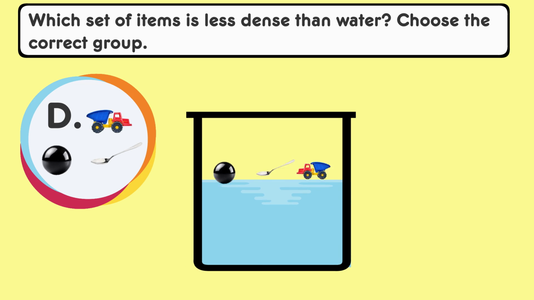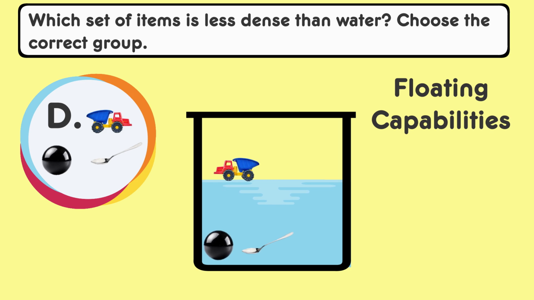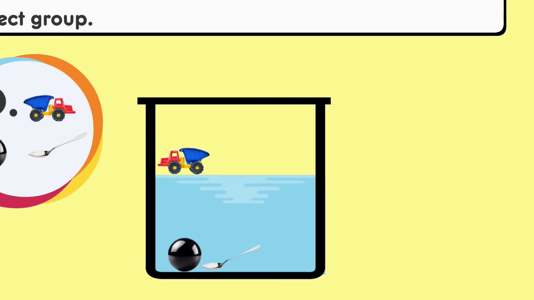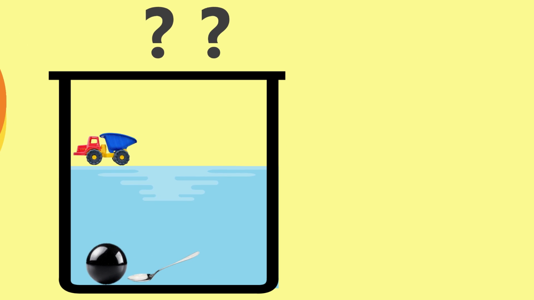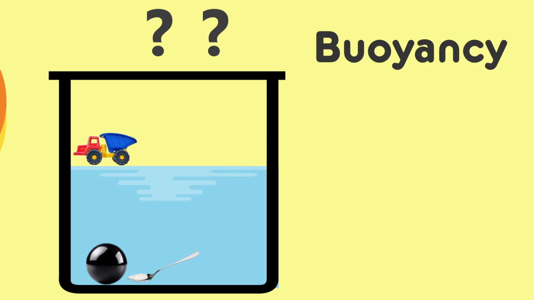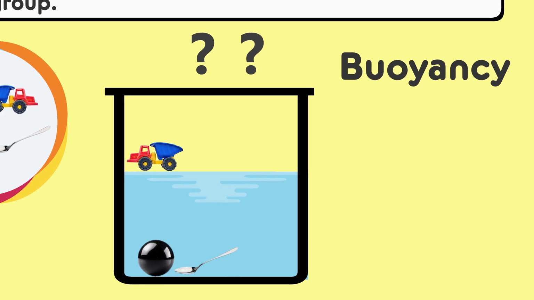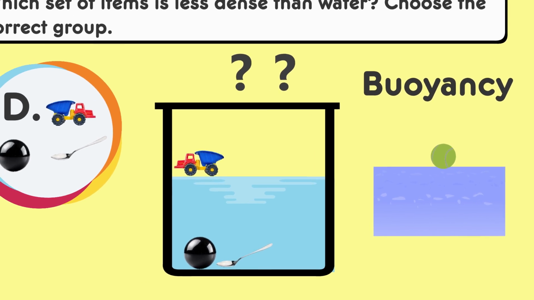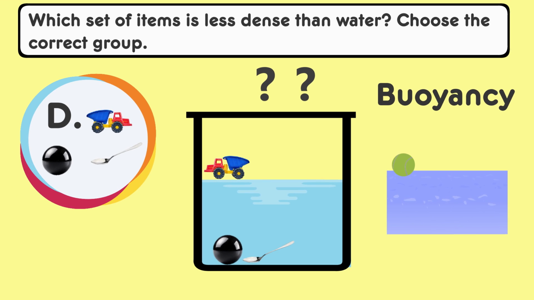Answer choice D: plastic toy, marble, and a steel spoon. So let's start by investigating. Assess the weight and volume of these objects. How might these factors affect their floating capabilities? Now let's analyze. Which of these items might defy expectations based on their buoyancy? Now let's predict. If any of these items float, what might be the reason behind this unexpected behavior?